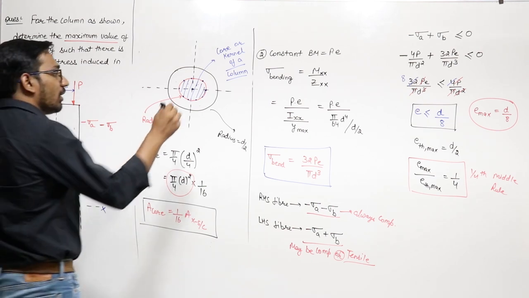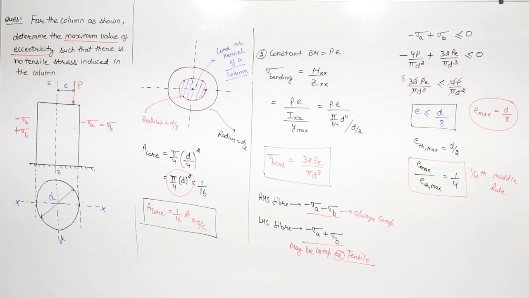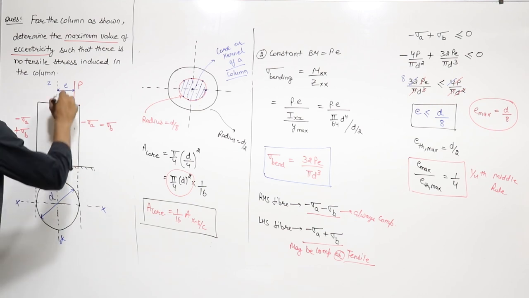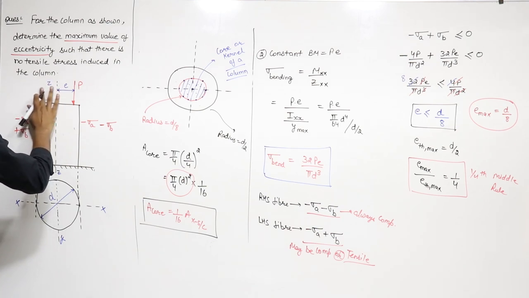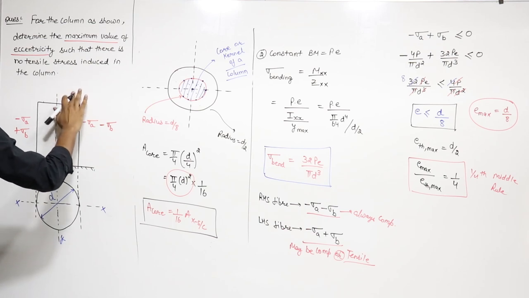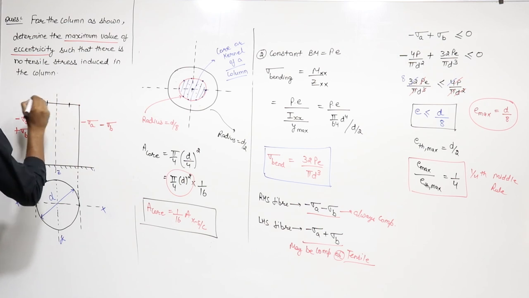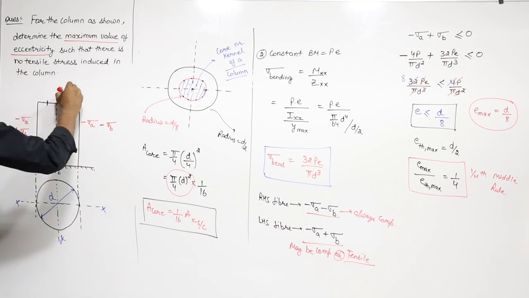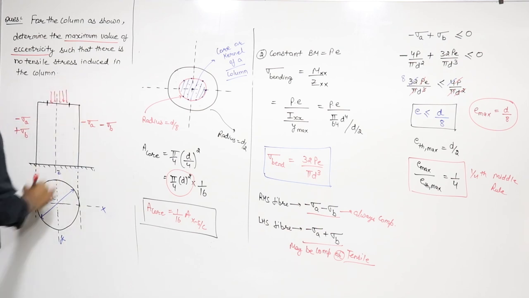So if you apply load within this area, then there should not be any tensile stress developed in the system. Just for your better understanding, suppose this is the column and this point is d by 8, and this point is d by 8. You can apply compressive load in between these points only. Then only there is no tensile stress developed.